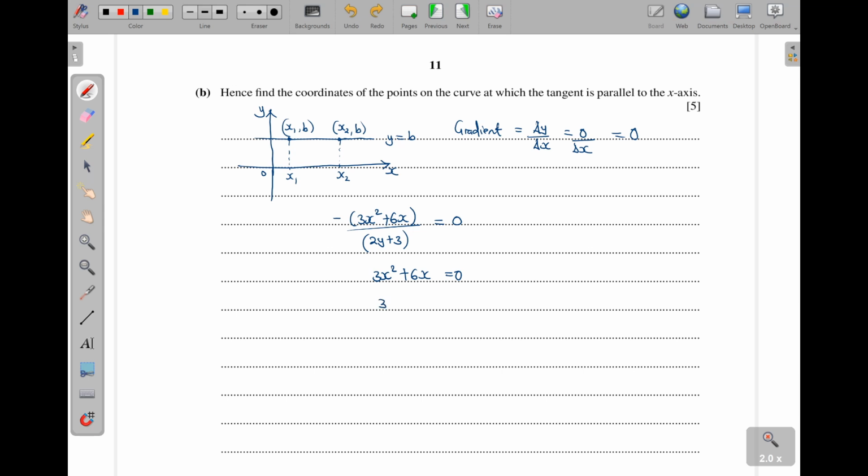You see? Now 3x here is common. Then we can have x plus 2, which is equal to 0. Meaning when I equate this one to 0, my x is going to be equal to 0. And also when I equate this one to 0, my x is going to be negative 2. They said, hence find the coordinates of the points. So that means it is more than 1 point.